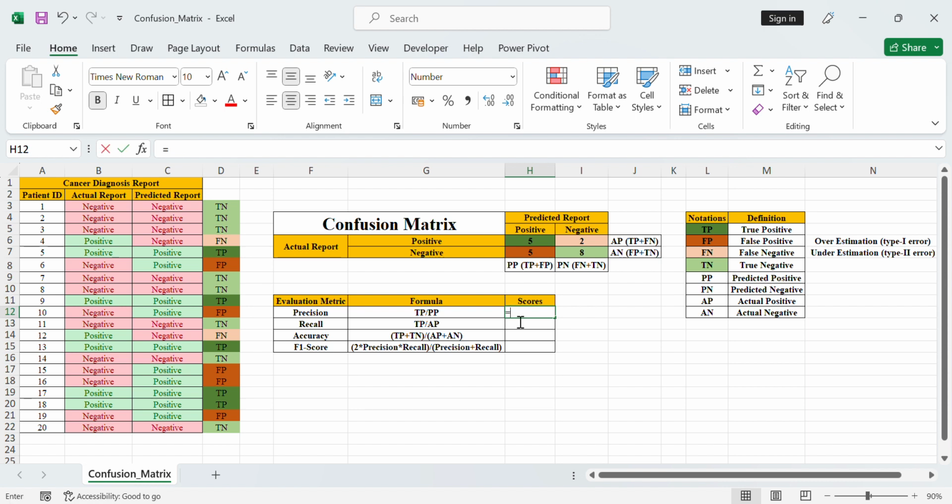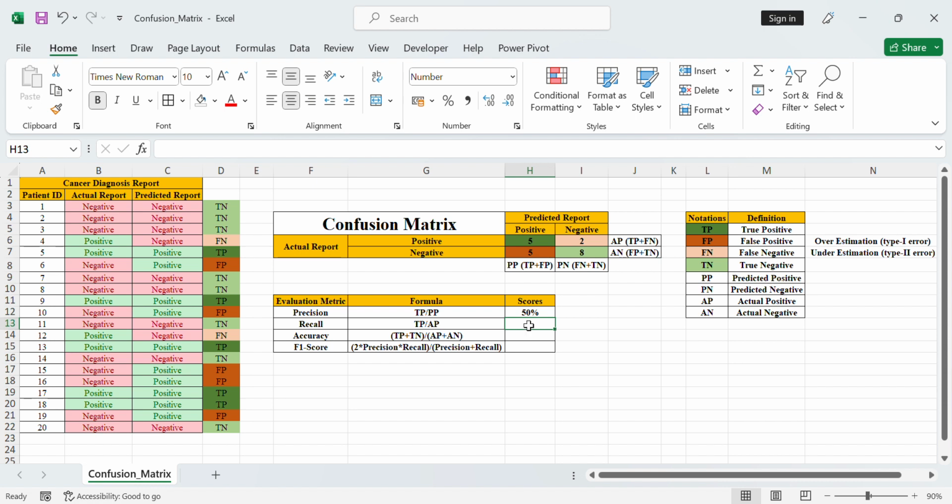So we'll calculate this. TP divided by PP. PP means TP plus FP. Enter, 0.5. So if you convert it into percentage, it will be 50%. So the precision is 50%. Correct. Likewise, we can calculate the rest of the evaluation metrics.